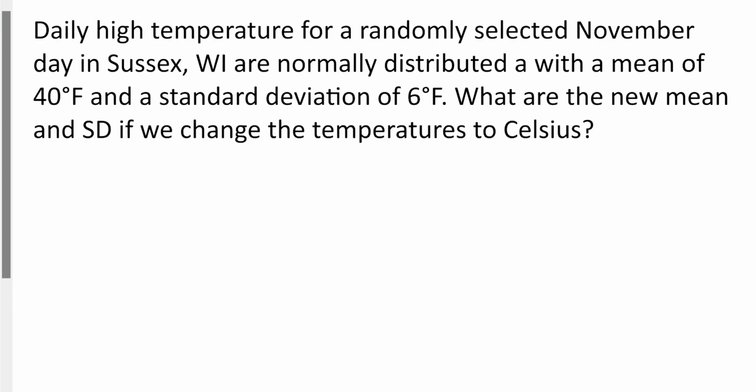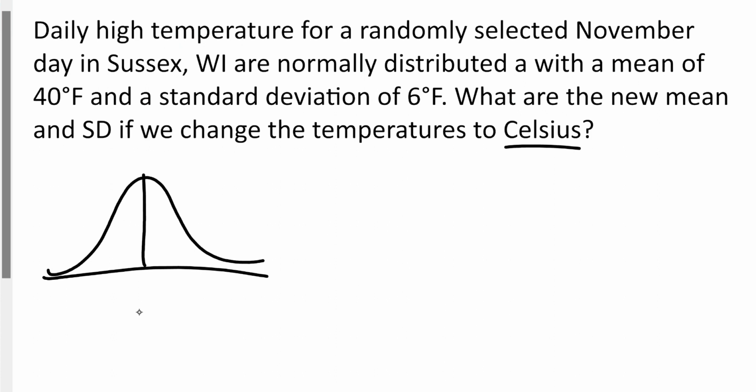So just as a quick example, daily high temperatures for randomly selected November days in Sussex, Wisconsin are normally distributed with a mean of 40 and a standard deviation of 6. What are the new mean and standard deviation if we change the temperatures to Celsius? Now, general shape is going to stay the same. It's still normal. The mean is not going to be 40 anymore. It's going to change. Now, if you don't know the formula to get to Celsius from Fahrenheit, it is Fahrenheit minus 32. You can do some algebra to figure this out, times 5/9.